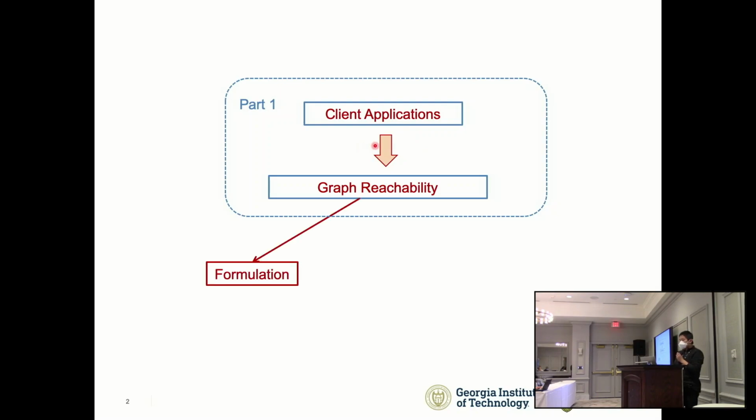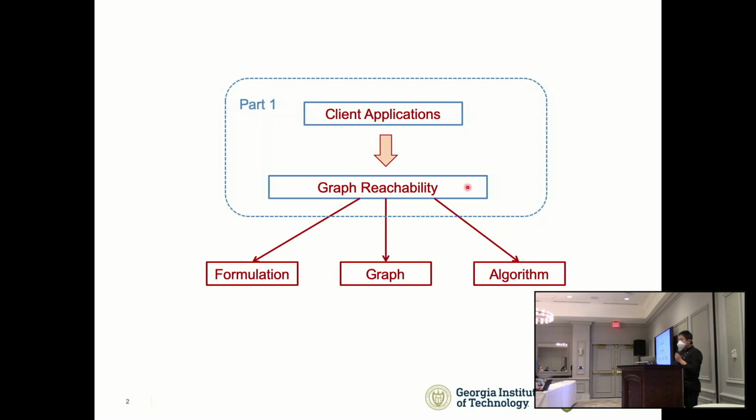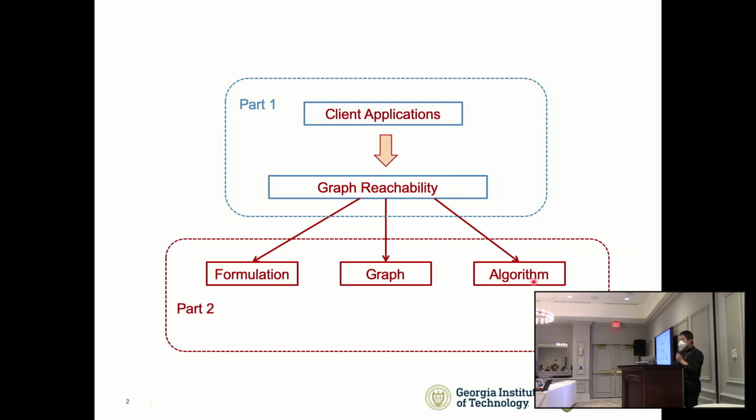So moving forward, in the second half of the tutorial, we are going to take a deeper look at the graph-reachability formulation. In particular, we will be focusing on three topics: formulation, graph, and algorithm. Those will be the three main themes of the second half of the tutorial. And I believe that we have 90 minutes to talk about the three topics.